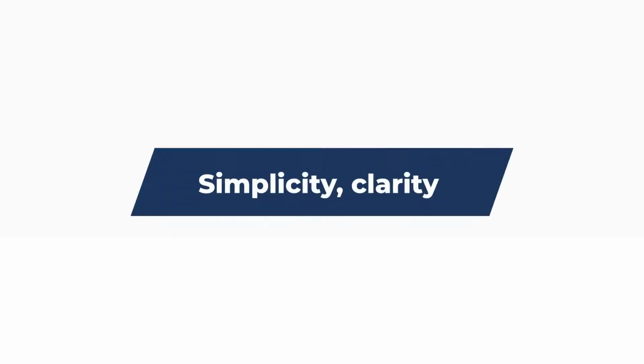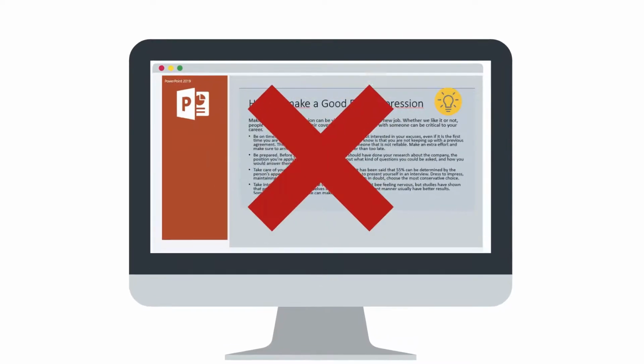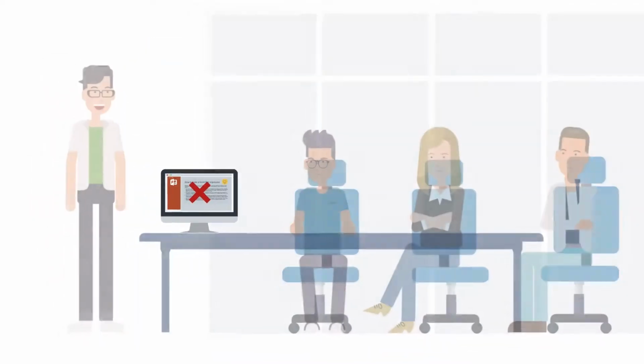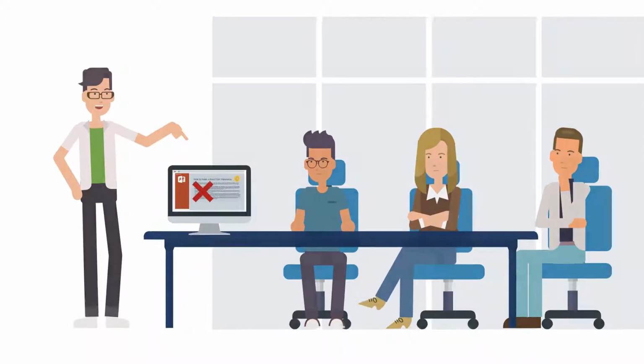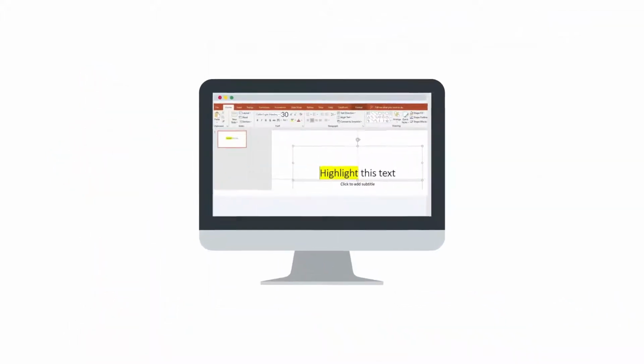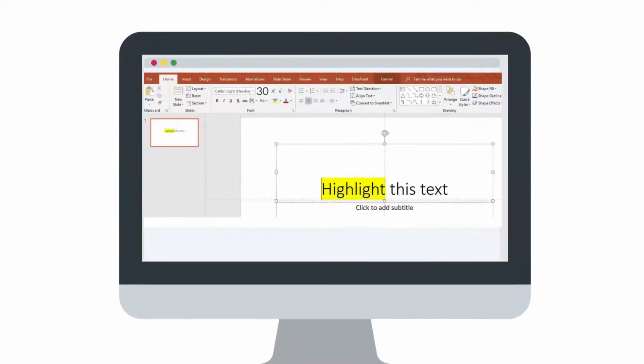Simplicity, clarity. Do not use too small font or overcomplicated elements. Each slide should be easy to look at because the jury has only a few seconds to understand it. The font size should be at least 30 to ensure that the text on the slides is easy to read.